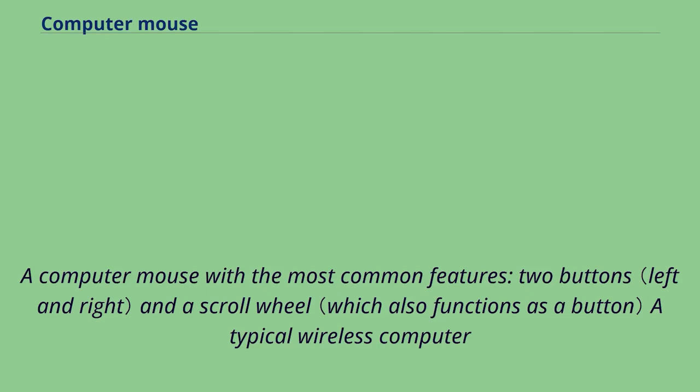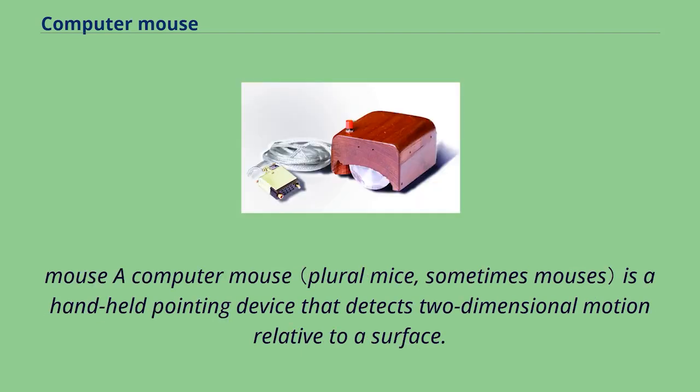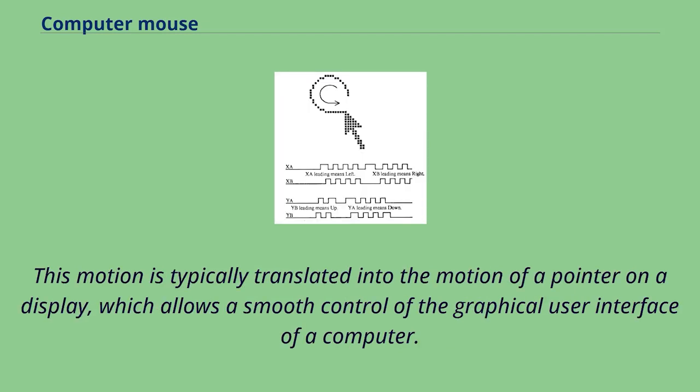Computer mouse with the most common features, 2 buttons and a scroll wheel. A typical wireless computer mouse. A computer mouse is a handheld pointing device that detects two-dimensional motion relative to a surface. This motion is typically translated into the motion of a pointer on a display, which allows a smooth control of the graphical user interface of a computer.